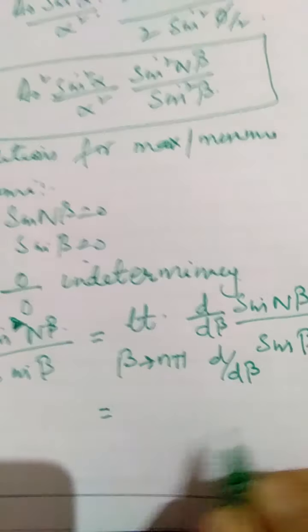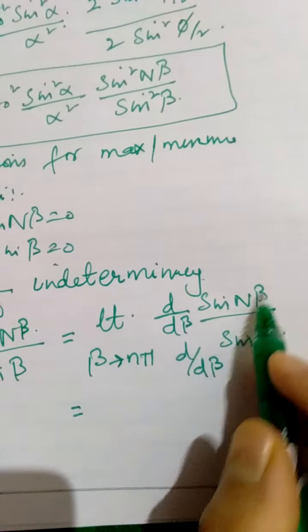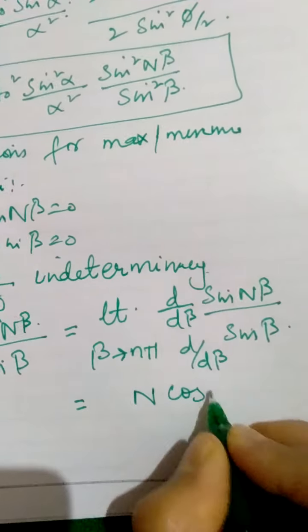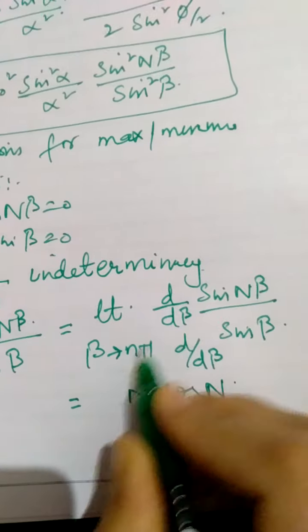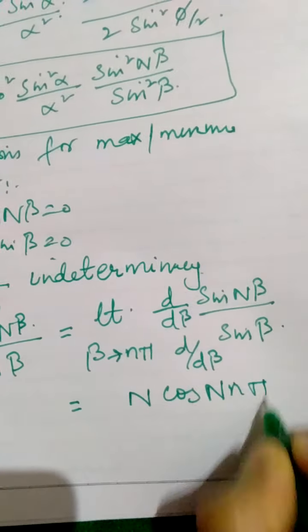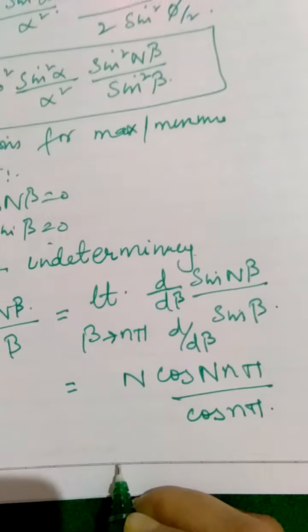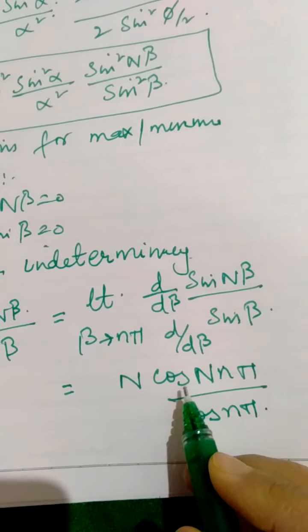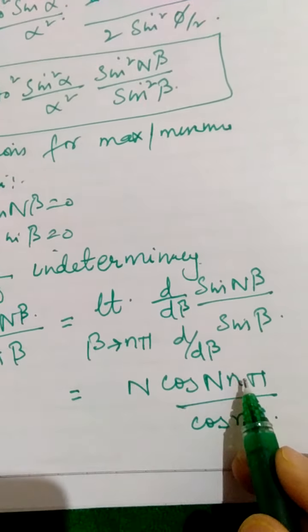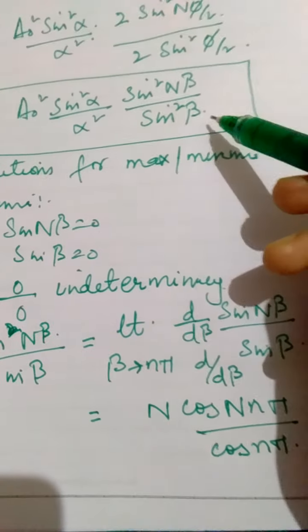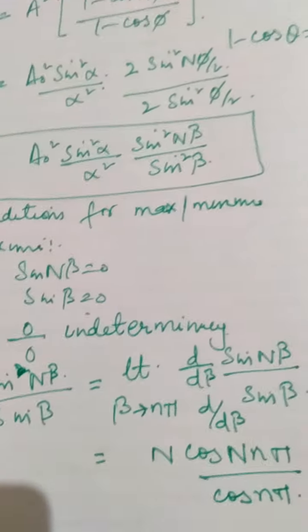Now we know that differentiation of sine is cos, so the factor n will come out, right? It will be cos of nβ. For β we substitute nπ, and again it will be cos of nπ. And we know that for nπ, cos has a maximum value and we are left with N only. And if we substitute this factor over here, what do we get?